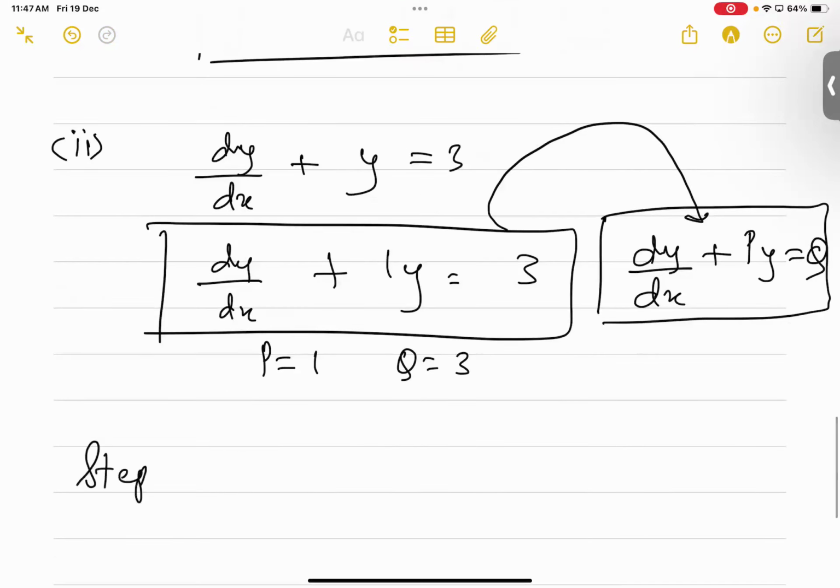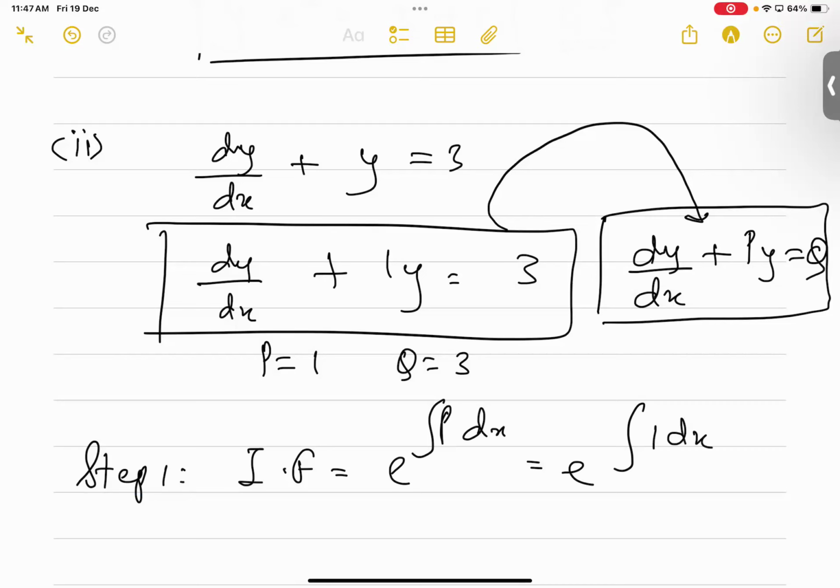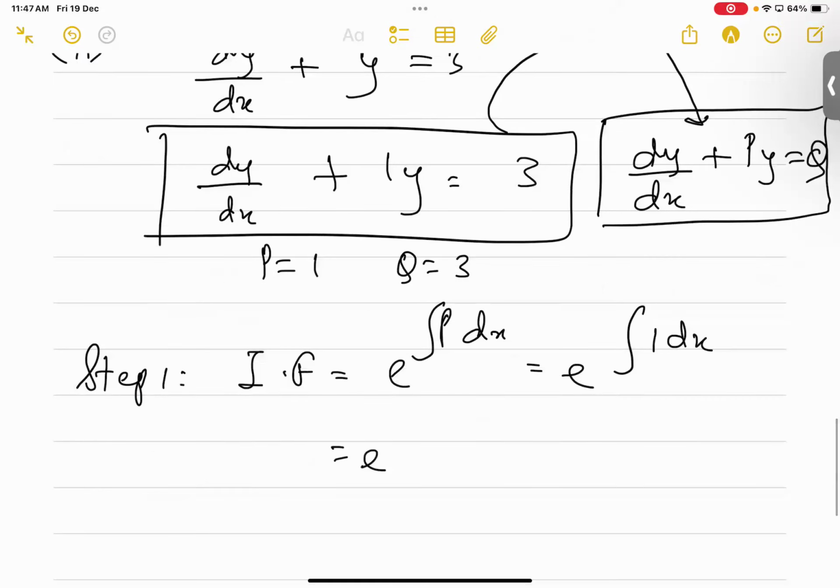What is step 1, guys? Integrating factor. And what is p? 1. So e raised to x, since integration of 1 is x. Step 2, you can try it on your own.